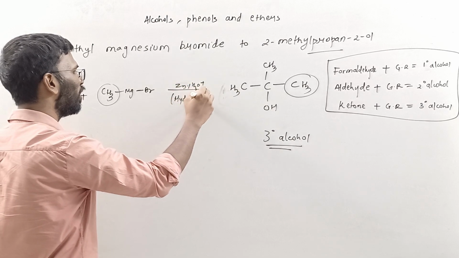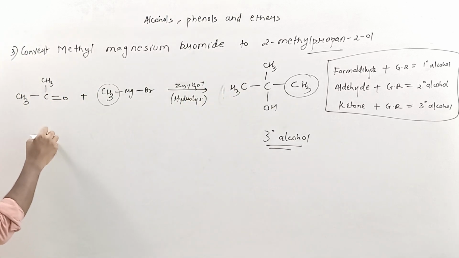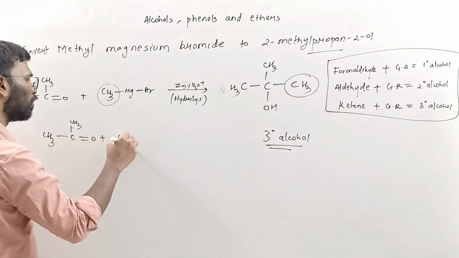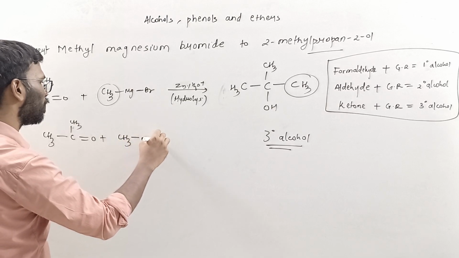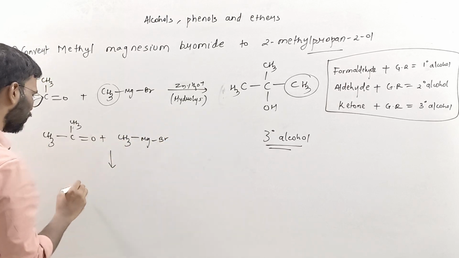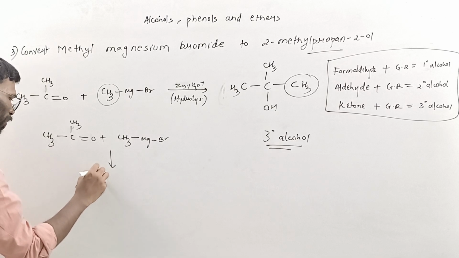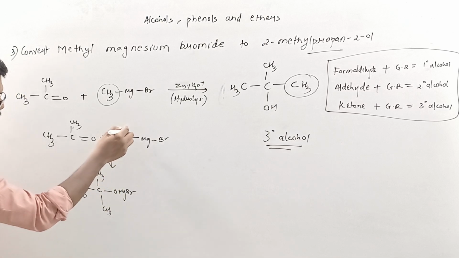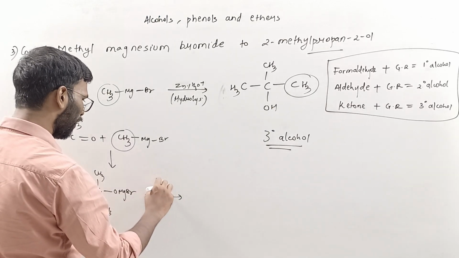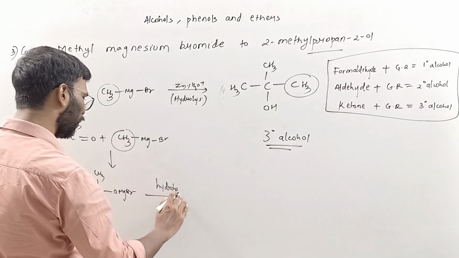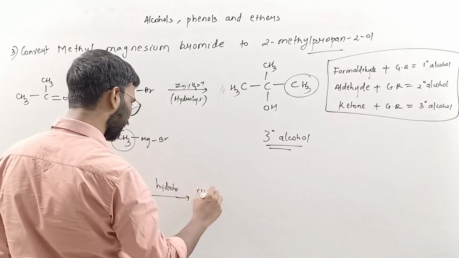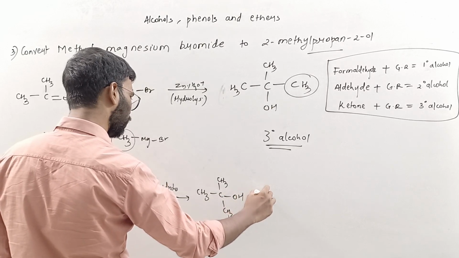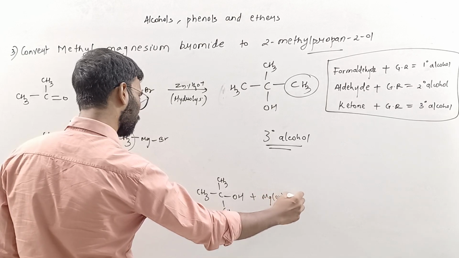After hydrolysis, the final step I have written, this reaction will go in this manner: CH3, C, CH3, OMgBr. This is reacting with the Grignard reagent. See, again these 2 groups are remaining intact. This is changing to OMgBr, and this methyl is from where? Grignard reagent. Further, if you do the hydrolysis, what do you get? CH3, CH3, CH3, C, OH plus Mg(OH)Br.